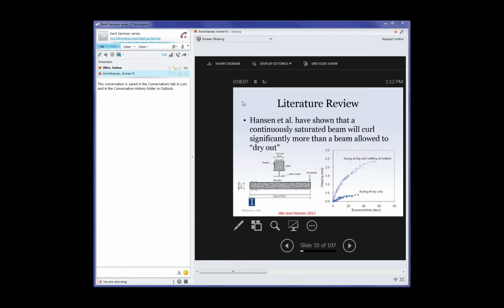And Hansen has showed that if you have a beam and you cast it, you place it in a drying environment and just let it dry from the top and don't supply any additional water, it starts to curl and then levels off. But if you continuously saturate the bottom of the beam so that there's always a source of water coming up through it, it actually continues to curl and curl because there's always water going in through it.